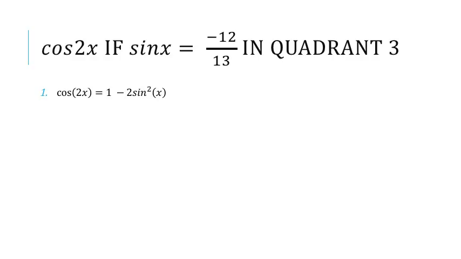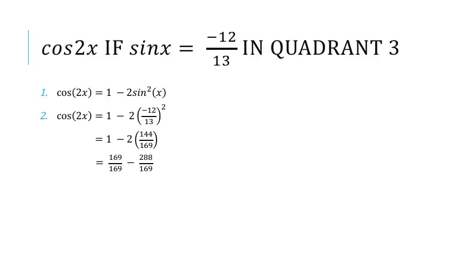The equation that best fits our need to find cosine of 2x is cosine of 2x is equal to 1 minus 2 times the sine squared of x. As we already have our sine of x, we can simply plug negative 12 over 13 into this equation, giving us 1 minus 2 times negative 12 over 13 squared. By squaring negative 12 over 13, we will get 144 over 169.